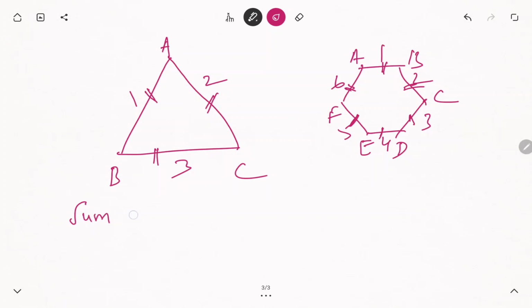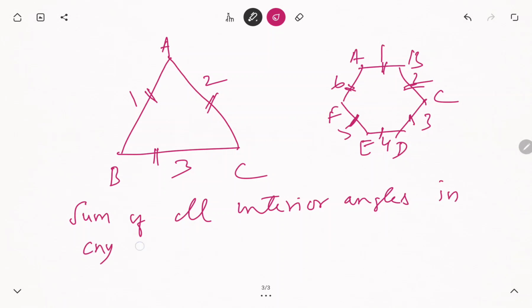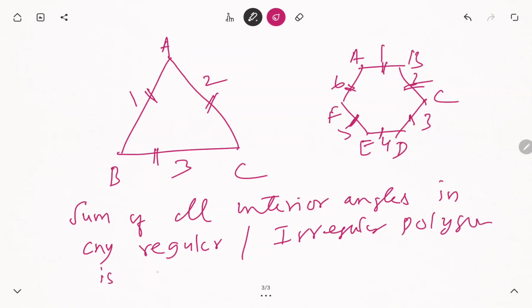The sum of all interior angles in any regular or irregular polygon is given by one formula: equal to n minus 2 into 180, where n stands for the number of sides. So this is the formula for the sum of all interior angles, whether it is regular or irregular. Okay.